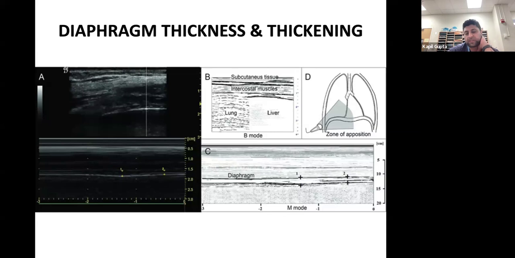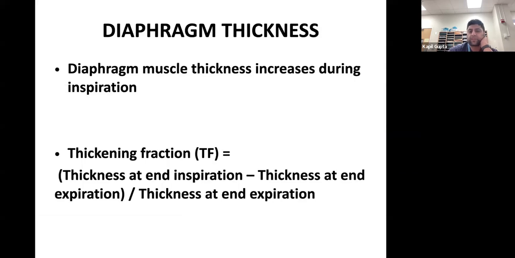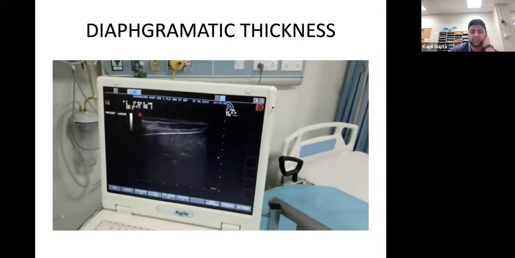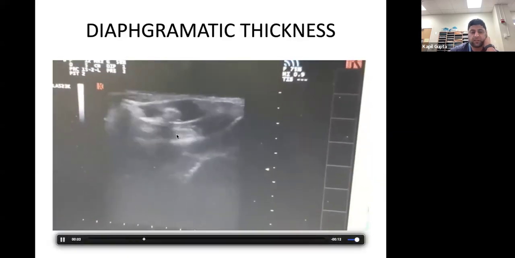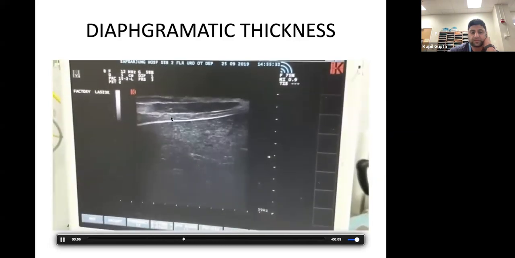So you have to measure the thickness of the diaphragm during inspiration as well as expiration. It can be easily seen as the maximum thickness and the minimal thickness. The diaphragm will contract during inspiration, so diaphragm muscle thickness increases during inspiration. This thickening fraction is thickness at end inspiration minus thickness at end expiration, divided by thickness at expiration. So the maximum thickness minus the minimum thickness, divided by the minimum thickness. So this is one of the patients. This is the diaphragm. You see how big it becomes with movement.